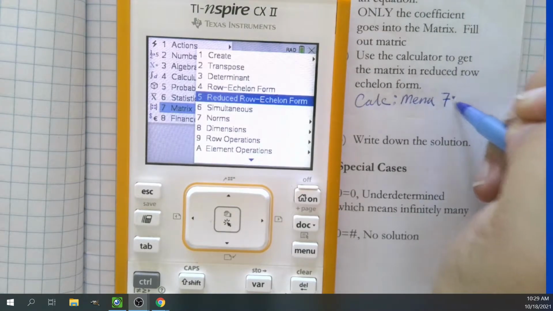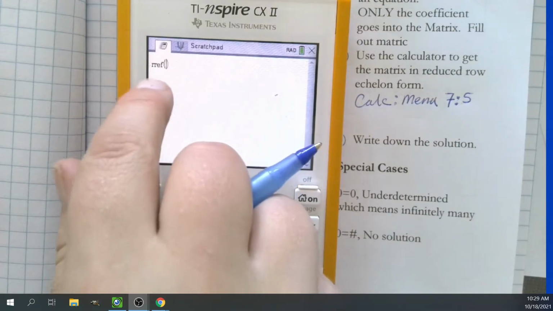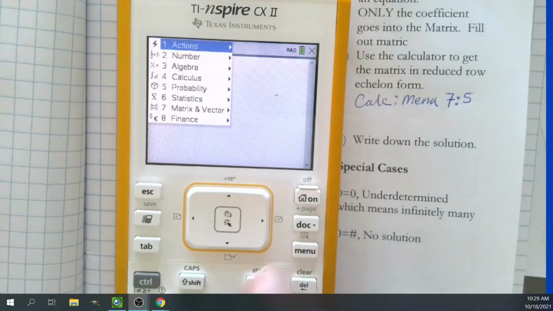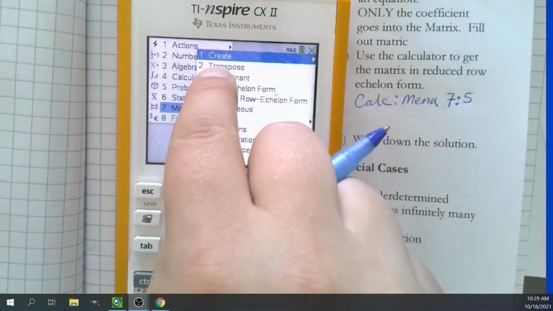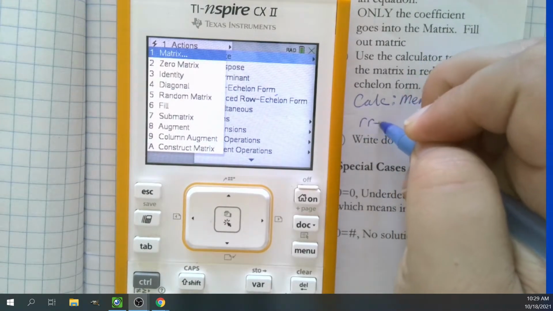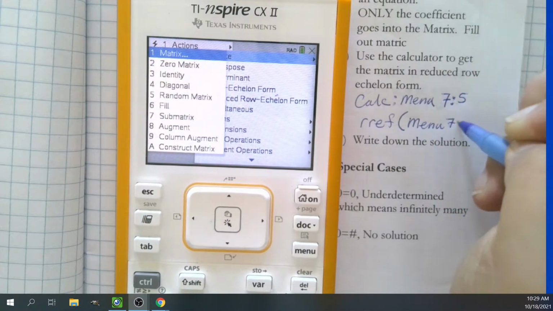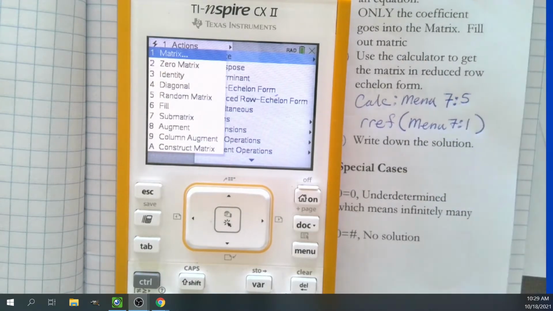So we're going to do 2, 5. And then inside of that, we're going to go again. Menu, 7, and then we're going to do create. So then it's going to be RREF, and then we're going to do menu 7, 1.